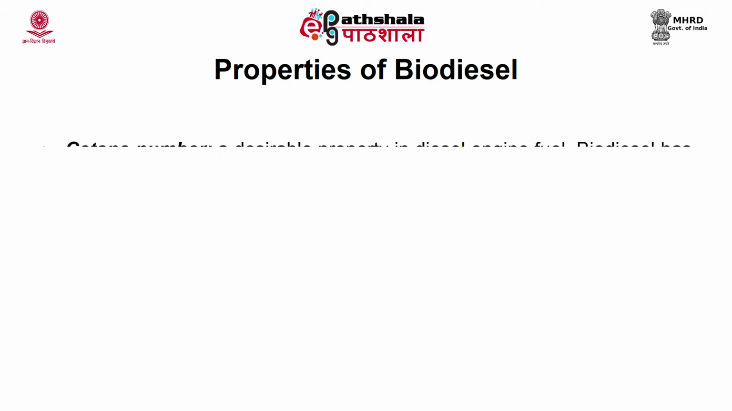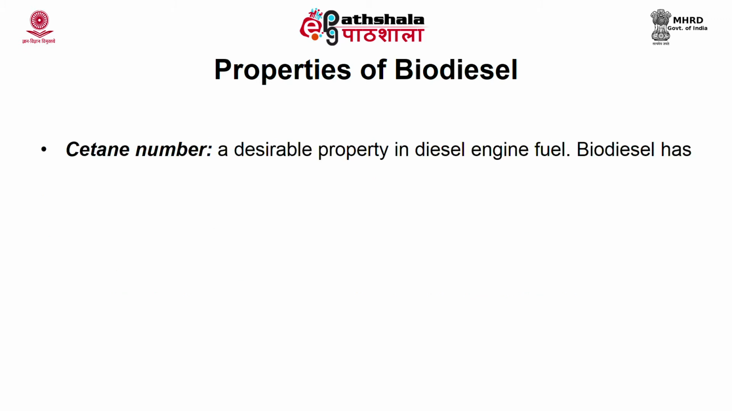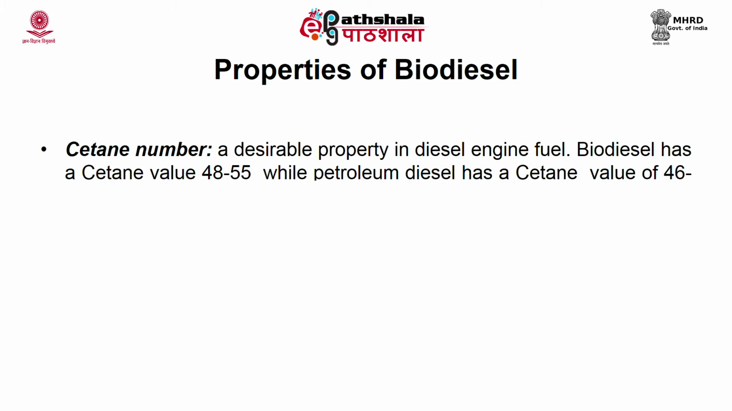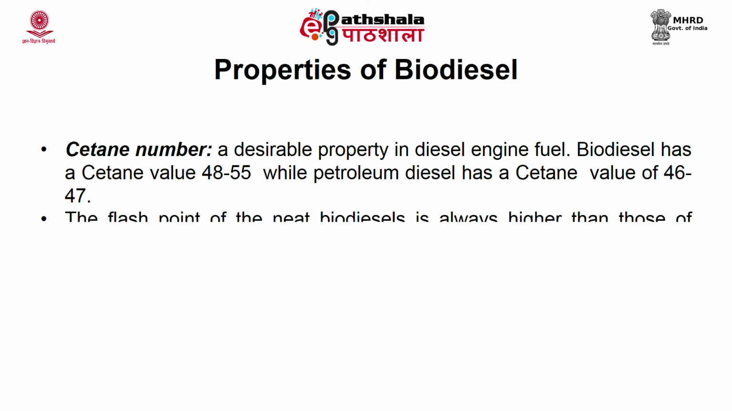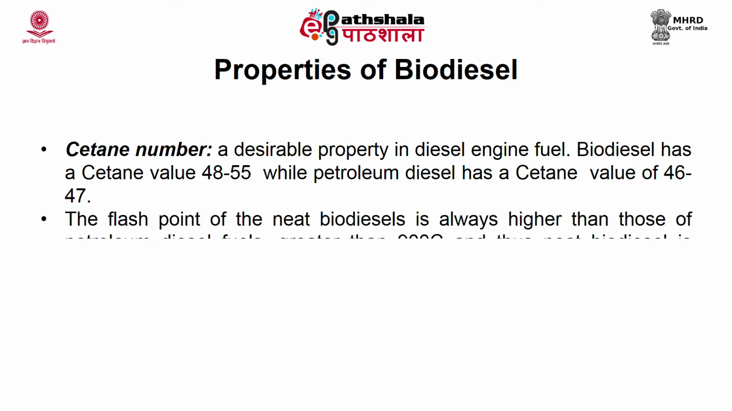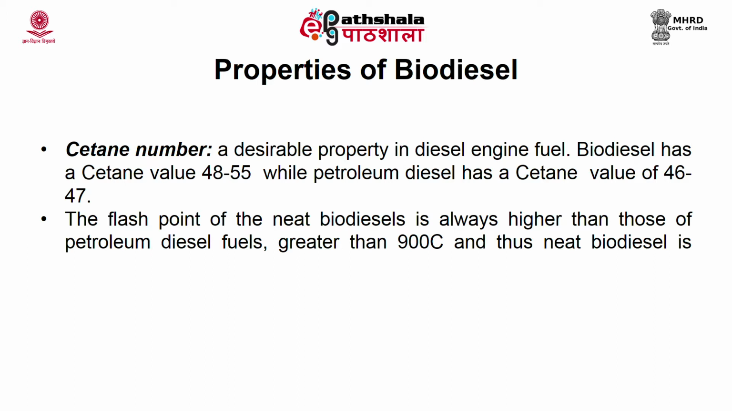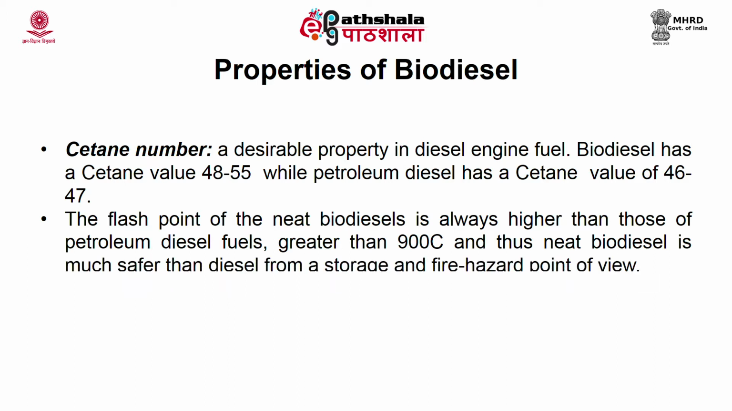The cetane number of the biodiesel is 48 to 55, while the petroleum diesel has a cetane value of 46 to 47. It is a desirable property for diesel engine fuel efficiency. The flash point of neat biodiesel is always higher than that of petroleum diesel fuels. So, it is a safer fuel than the petroleum based diesel.